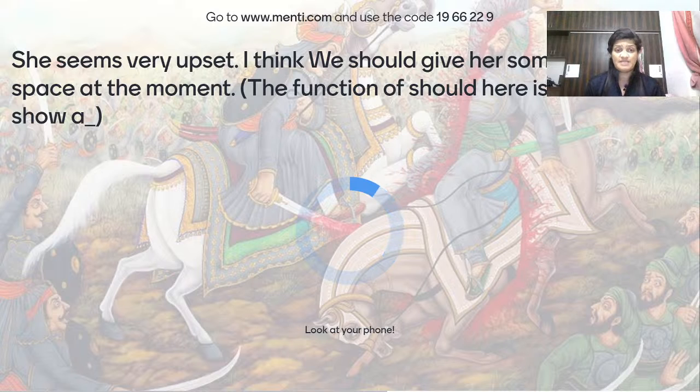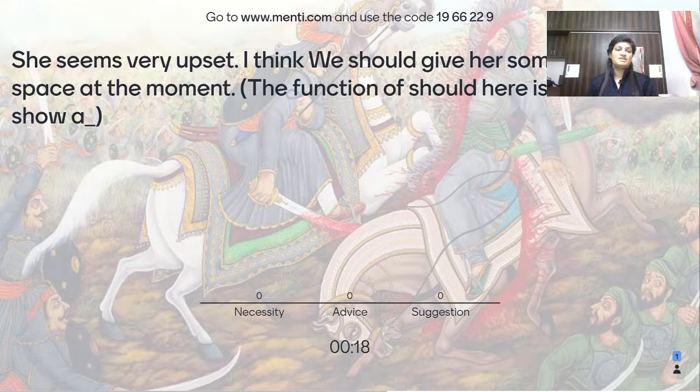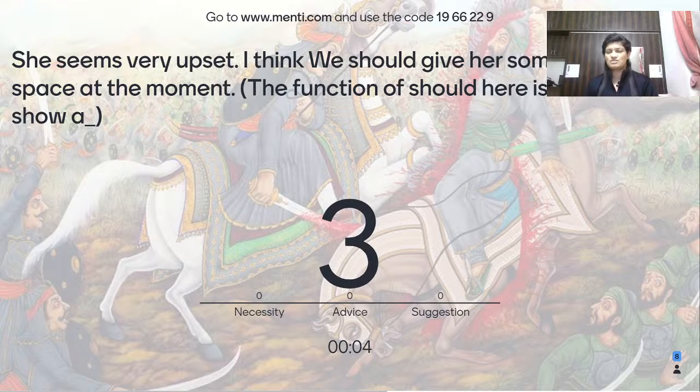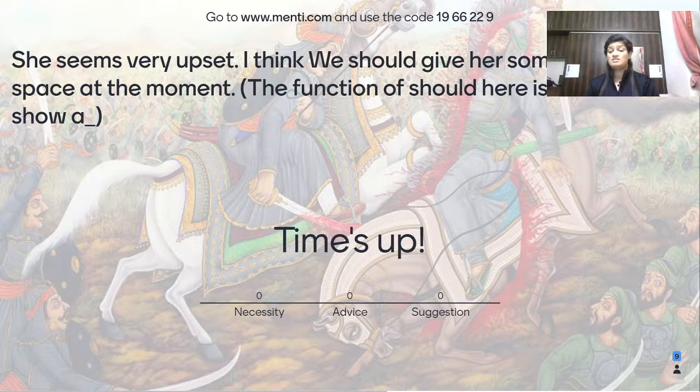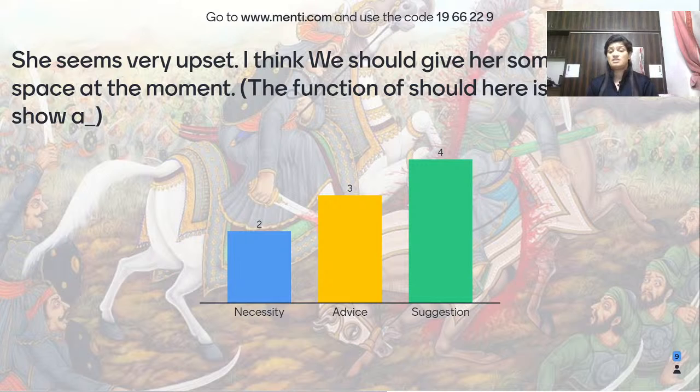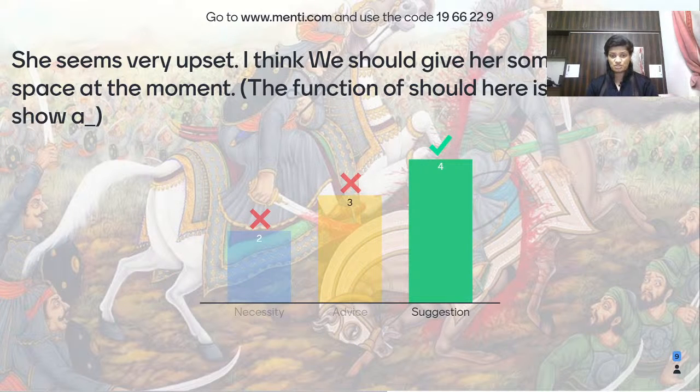She seems very upset. I think we should give her some space at the moment. The function of should here is to show a dash. She seems very upset. I think, according to my opinion, we should give her some space at the moment. What do you think? Why did you erase the messages, Kushagra? What do you think it is? Suggestion, necessity, advice? It is a suggestion, not an advice.